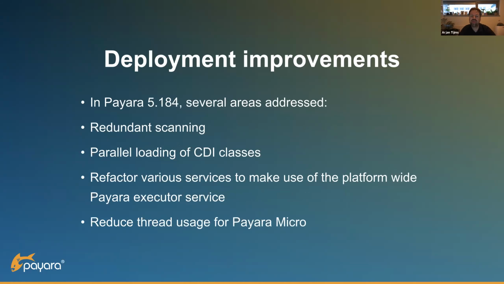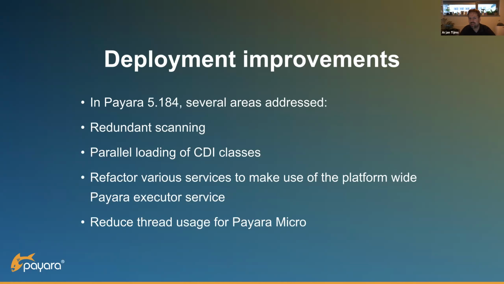So in Payara 5.184, there have been some more of those things being done. One of the things is redundant scanning. There's a lot of scanning, as mentioned, that needs to be done, especially in an EAR file that consists of different WAR files and archives. It can be tricky to avoid scanning the same things multiple times. If you scan something multiple times when you don't have to, obviously it takes more time. You don't have to spend that time, but it can be difficult to track what you've scanned and what you haven't scanned already.